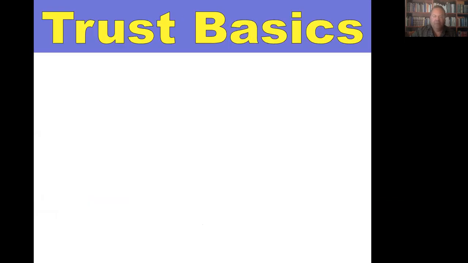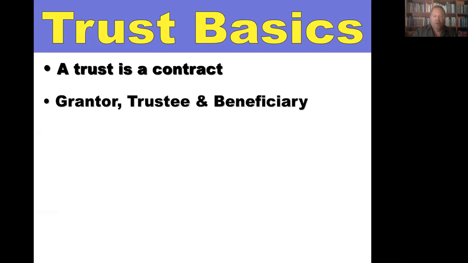Now, some trust basics. Let's step back a minute and see if you understand how this works. A trust is a contract, as we said before. It's not an entity. You don't form it with the state. You have the grantor who creates the trust, the trustee who manages the trust assets, and the beneficiary or beneficiaries, if there are multiple, for whose benefit the trustee is managing it.